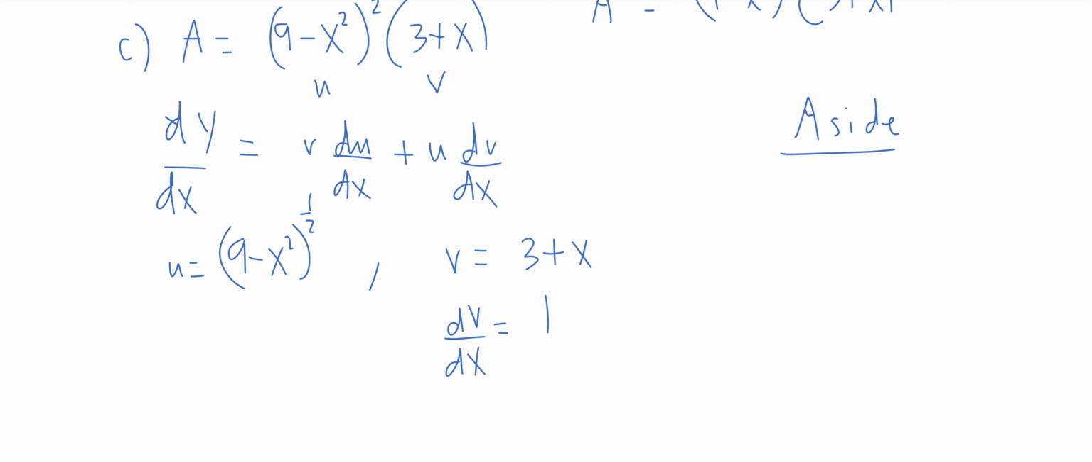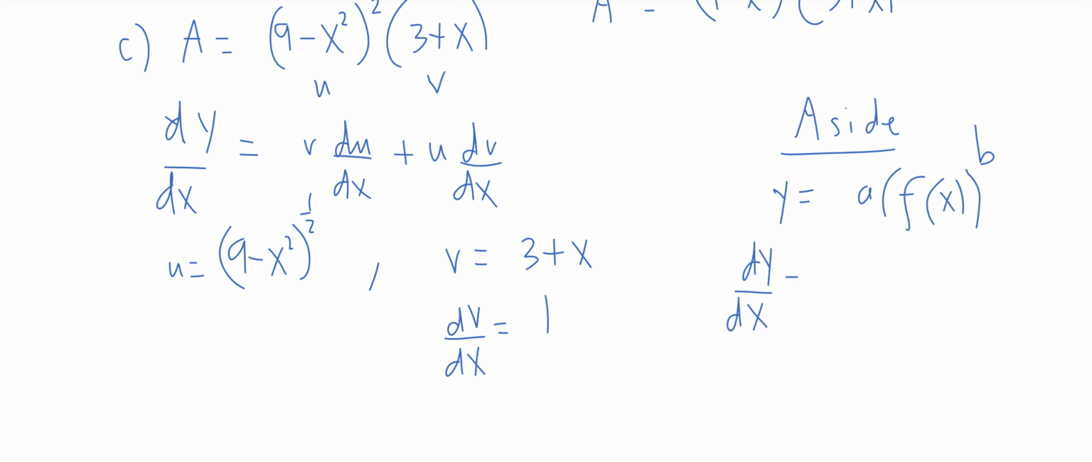So say if you have a function in the general form y equals some constant a multiplied by a function f of x to the power b. So in this case, a will be 1 because there's an invisible 1 in front of here. f of x is 9 minus x squared, and b, the power, is a half. So this is a general rule for differentiating expressions of this form.